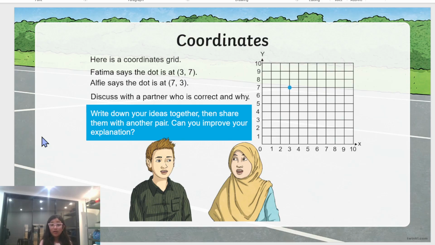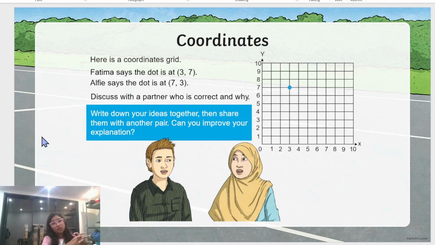Fatima says that the dot is at 3, 7. Alfie says the dot is at 7, 3. Now, what do you notice about their answers? They're the same numbers, but just switched around. Using along the corridor up the stairs, I think you'll be able to solve this because you are geniuses.